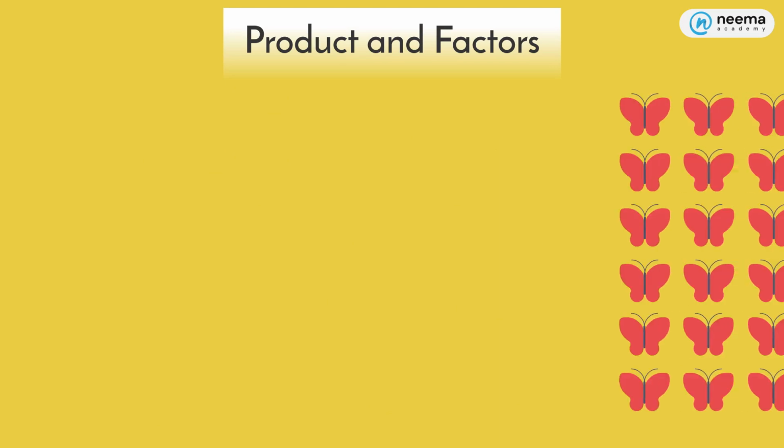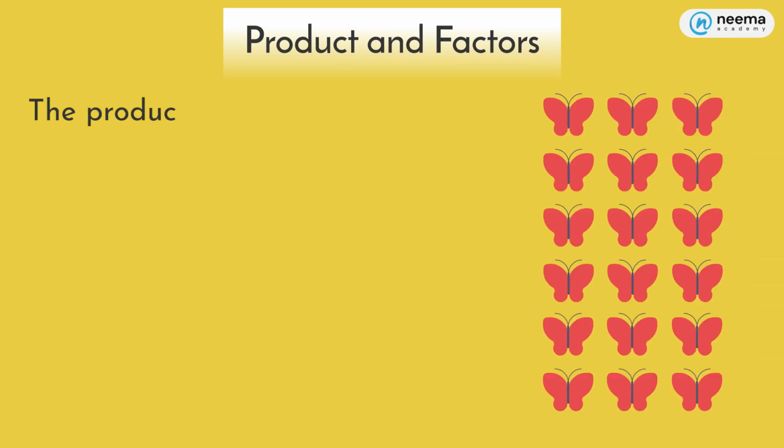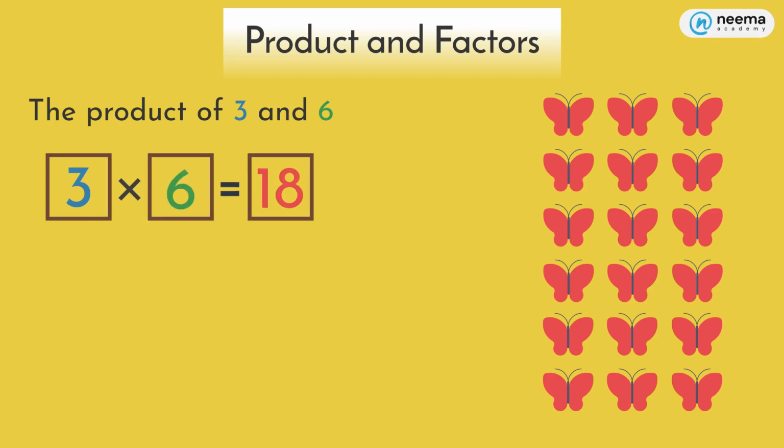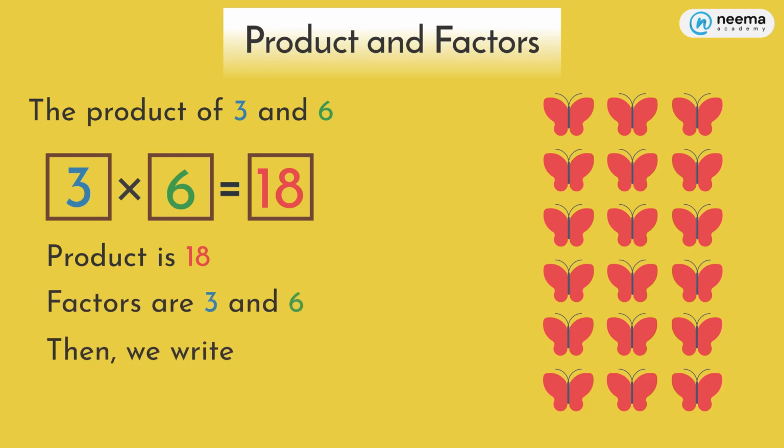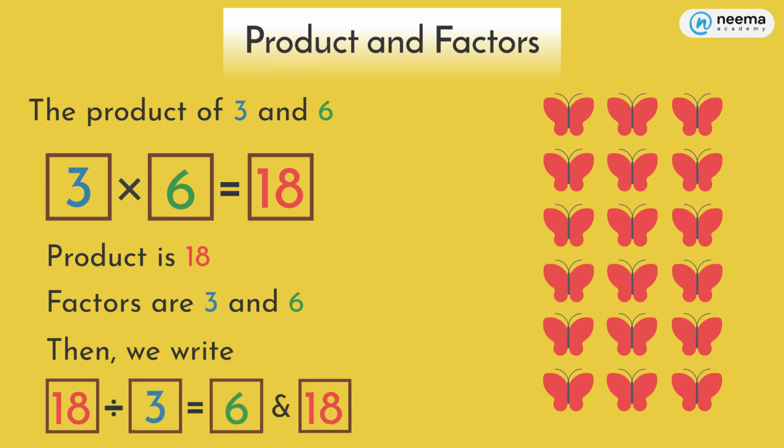Now, let's talk about product and factors. So, the product of 3 and 6, which is 3 multiplied by 6, equals 18. Here, the product is 18 and the factors are 3 and 6. Then, we write 18 divided by 3 equals 6, and 18 divided by 6 equals 3.